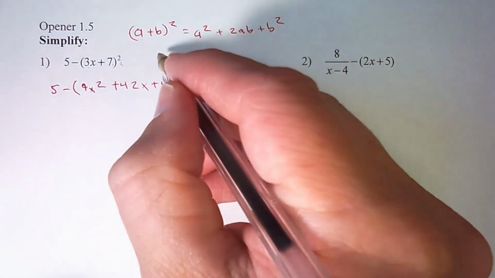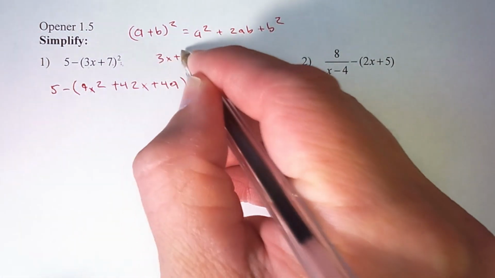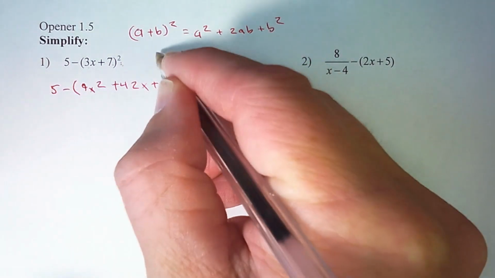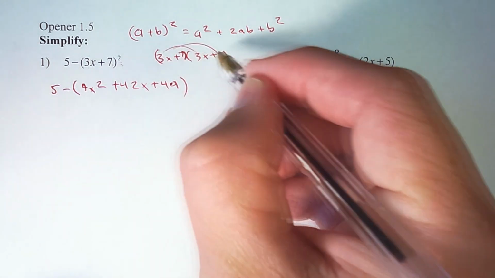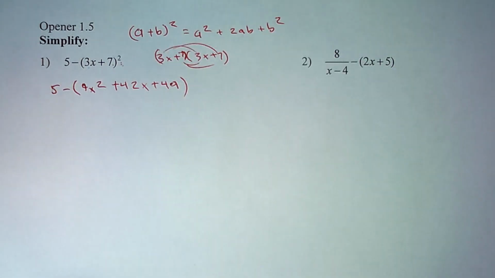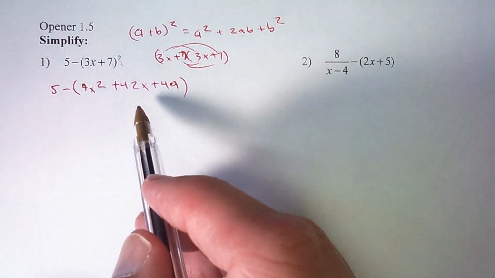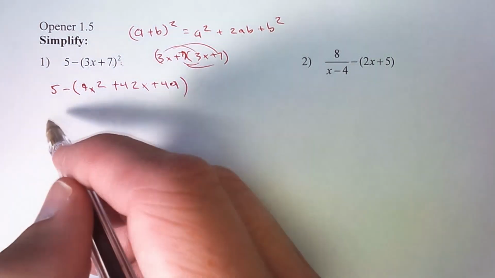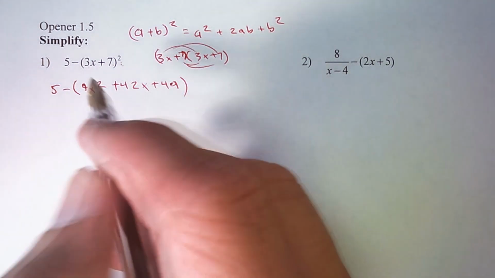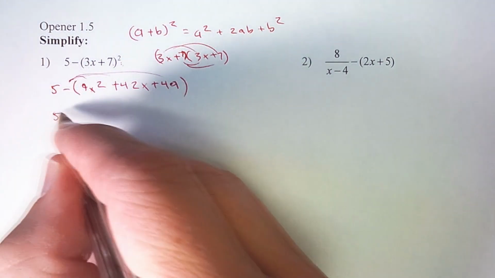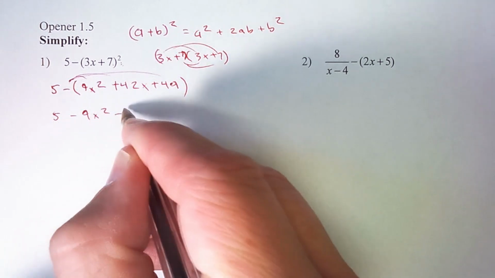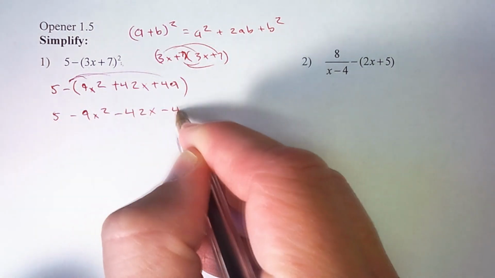Also effective, maybe not as efficient, would be to take this binomial and multiply it by itself. So I distribute the 3x and then I distribute the 7. Okay, still effective, not quite as efficient, but it gets the job done. Next, I multiply or divide, and I have a negative to multiply, so I distribute that. So 5 minus 9x squared minus 42x minus 49.